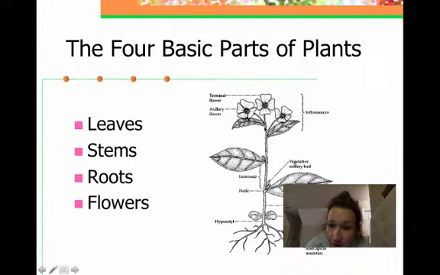The stem is the long vertical part of the plant that runs from the ground up to the sun. The roots are below ground. And then you have the flowers, which are not always located at the top of the plant. They could be throughout, but for this diagram they are at the top.